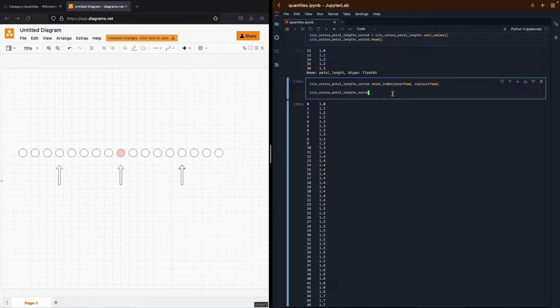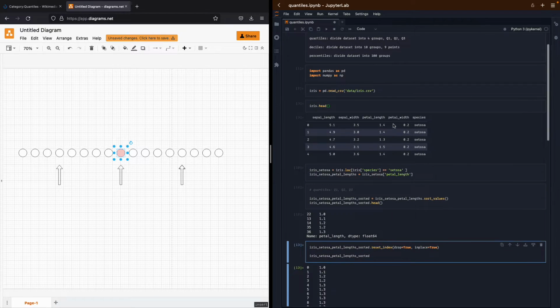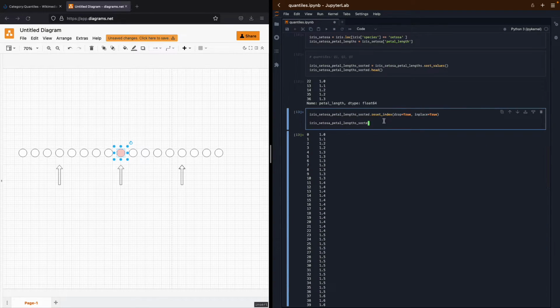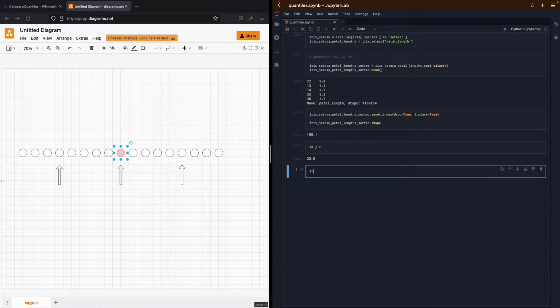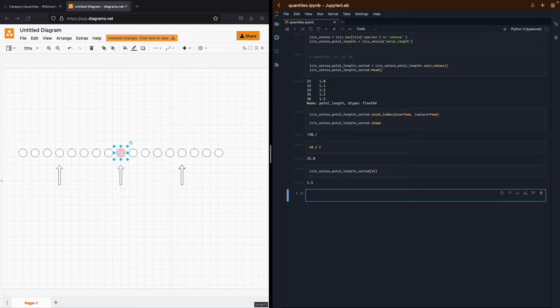So let's first calculate our middle point, that is our Q2. Q2 is just the median. Let's first look at our shape. Shape is 50. So then our middle value is going to be 50 divided by 2, 25. So our Q2 is going to be at the 25th position. So let's mark it down here.